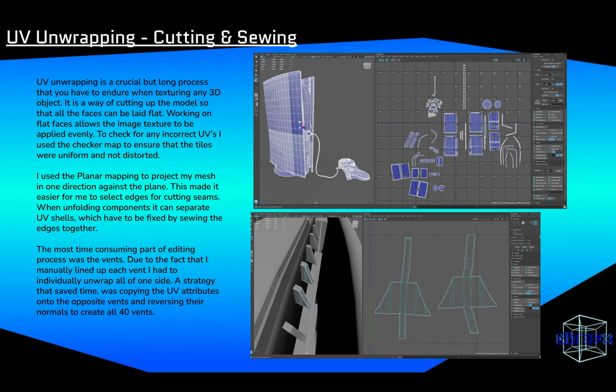When unfolding components, it can separate UV shells, which have to be fixed by sewing the edges together. The most time-consuming part of the editing process was the vents. Due to the fact that I manually lined up each vent, I had to individually unwrap all of one side. A strategy that saved time was copying the UV attributes onto the opposite vents and then reversing their normals to create all 40.